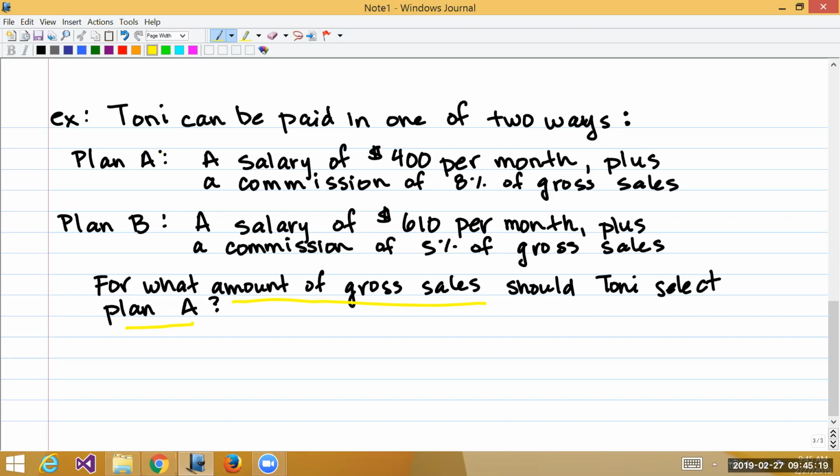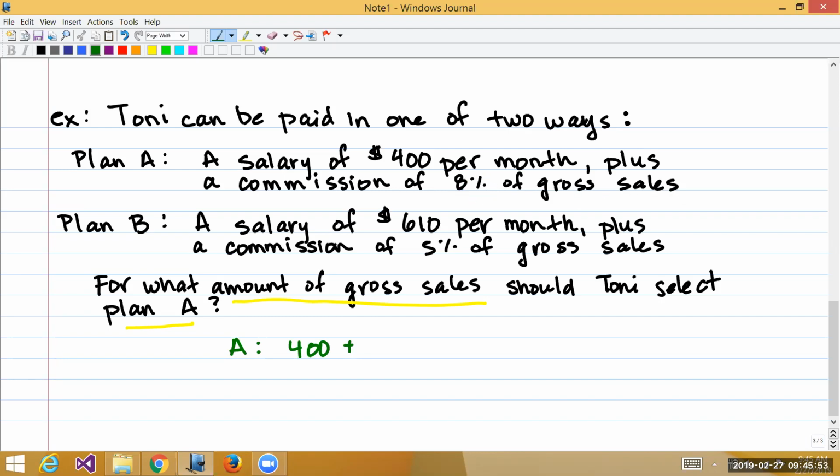Well, now each one of these plans will give you more pay dependent on the number of gross sales that Tony makes. So let's first come up with an expression for Plan A and Plan B, an algebraic expression, so that we can go ahead and set this inequality up. So Plan A says that she'll have a salary of $400 per month. So that's just a standard salary she will get. So that's just $400 that she will have, plus 8% of gross sales.